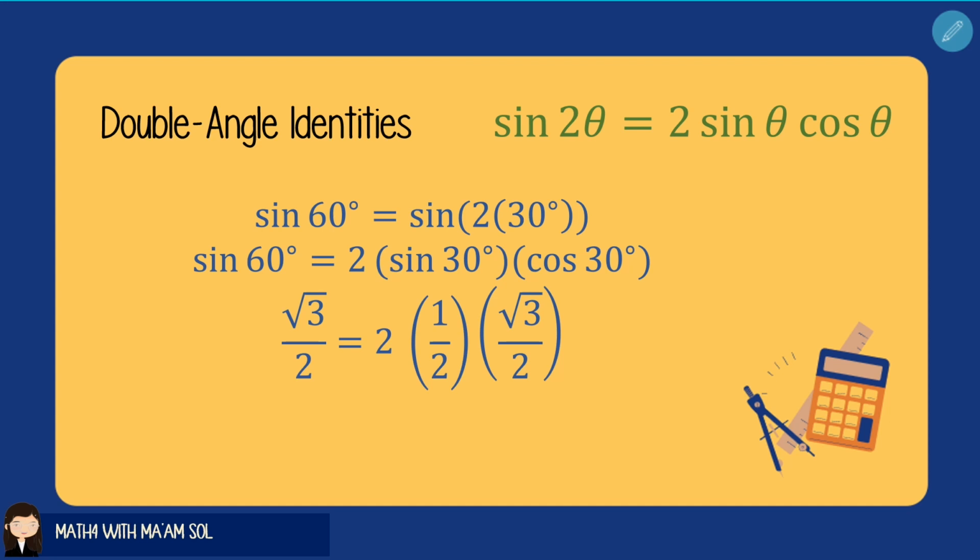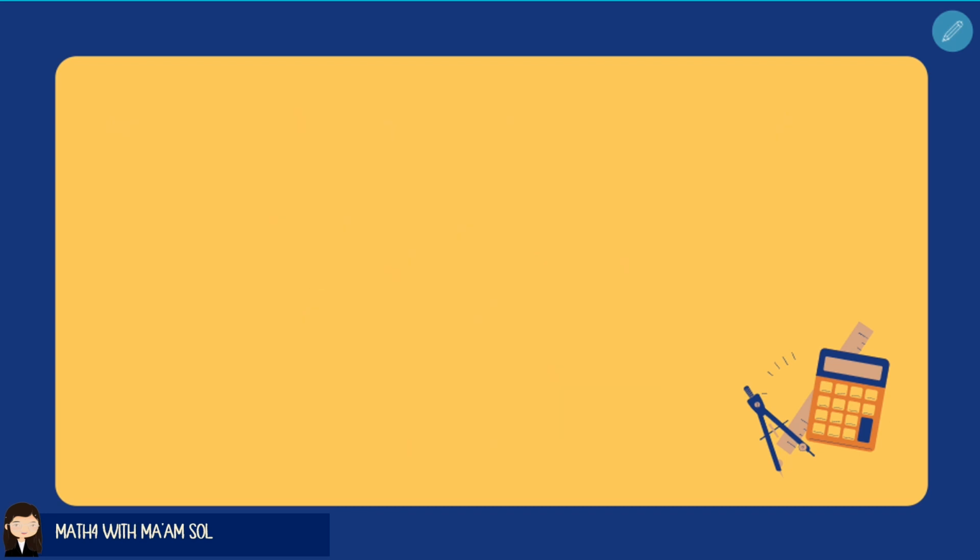Let's substitute the values. So we have 2 times sine of 30, which is equal to 1/2, times the cosine of 30, which is equal to the square root of 3 over 2. Simplifying this, we see that the sine of 60 degrees is indeed equal to 2 sine of 30 times cosine of 30 degrees, which is square root of 3 over 2 equals the square root of 3 over 2. The previous example shows that if we know the sine and cosine values of any angle, we will be able to find the trigonometric function values of its double angle.